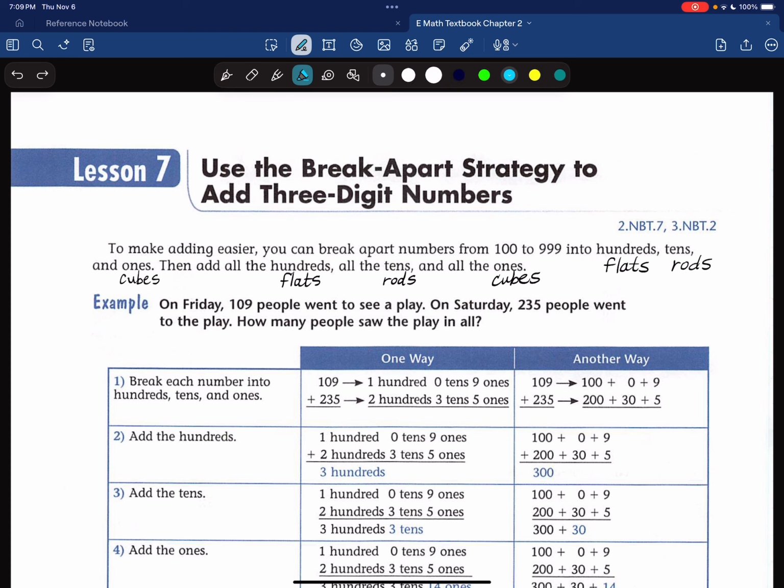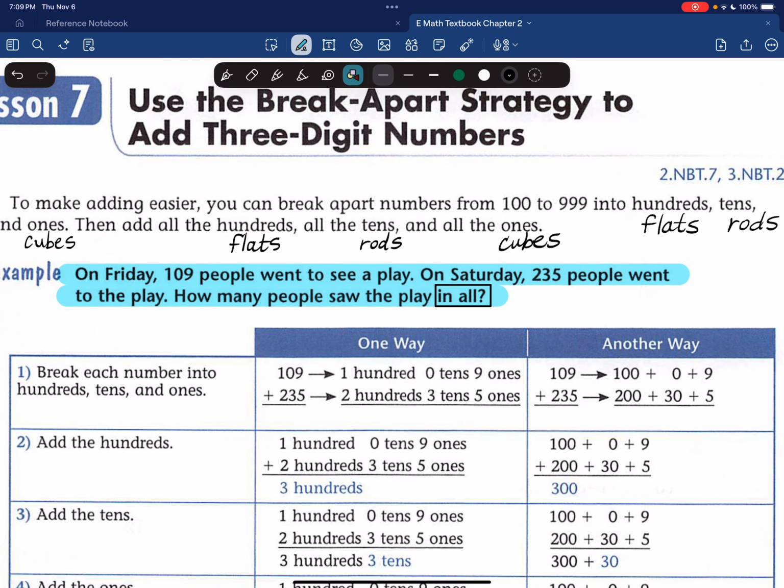On Friday, 109 people went to see a play. On Saturday, 235 people went to the play. How many people saw the play in all? So my key words here, in all, tell me that I need to add. The numbers that are important are the 109 and the 235. Those are the two numbers that we will be adding together.